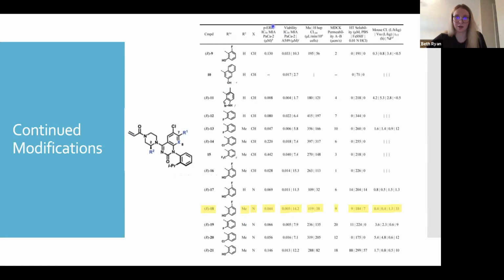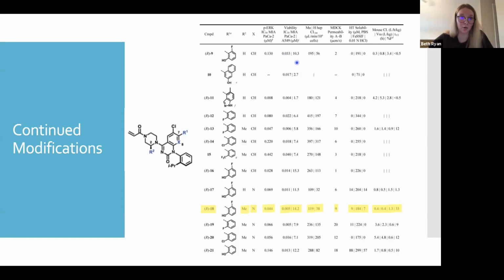So we covered up to here with that p-ERK IC50. This next column is the viability IC50 of the cells. So this is the MIA PaCa-2 cells and the A549 cells. These first ones are the G12C mutations, second are the G12S. So you want a lower number for the left side and a higher number for the right side. This indicates that the cells that contain the G12C RAS mutations are less likely to survive than the ones that don't have the mutation.